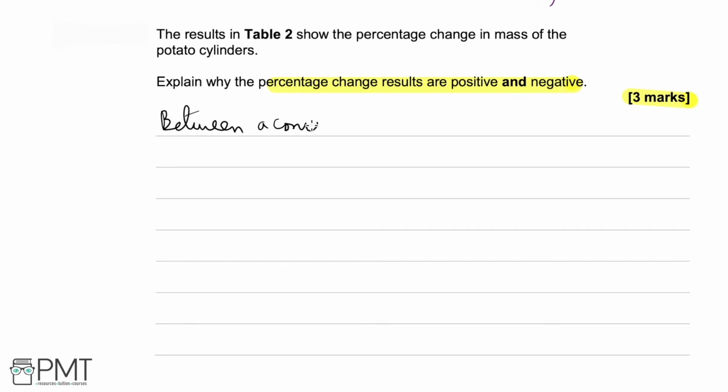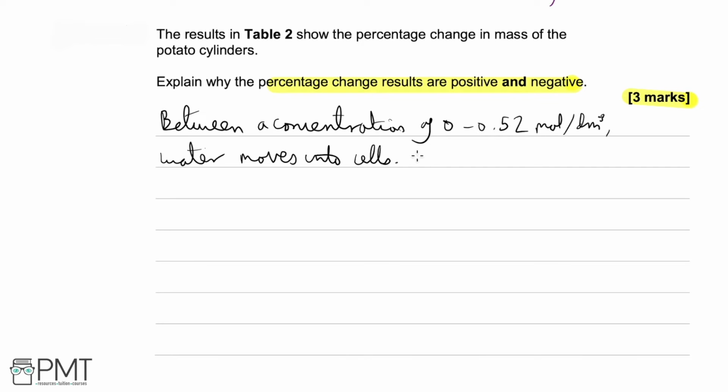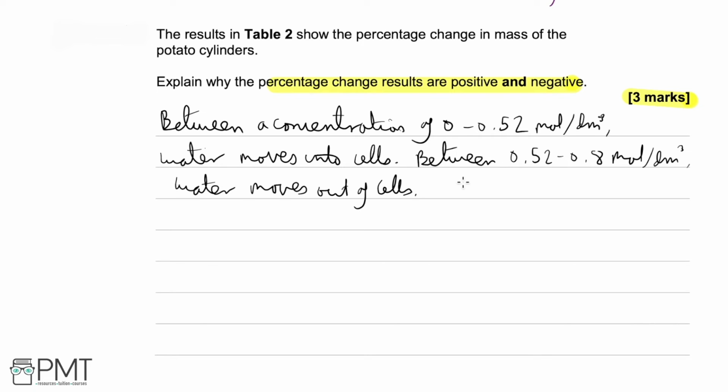So we can first state the trend. Between a concentration of 0.0 to 0.52 mole per decimeter cubed, water moves in. And after this, between 0.52 and 0.8 mole per decimeter cubed, water moves out of the potato cells into the surrounding solution. Now this will get us 2 marks, and to get the third mark, we need to describe the process by which this occurs. And as I've already said, this is osmosis. So our final point is that in both cases, water moves by osmosis.